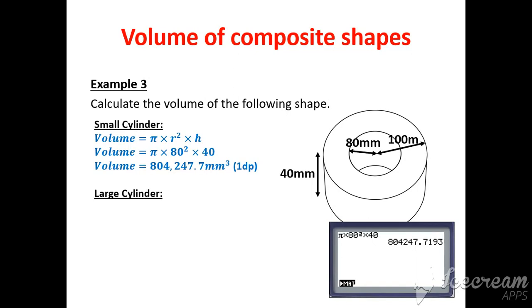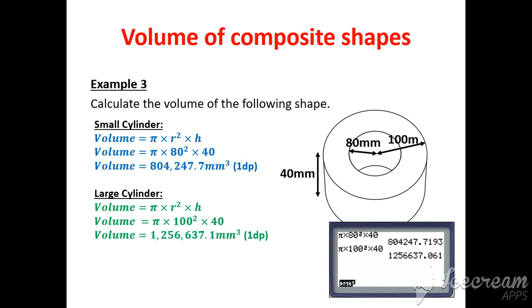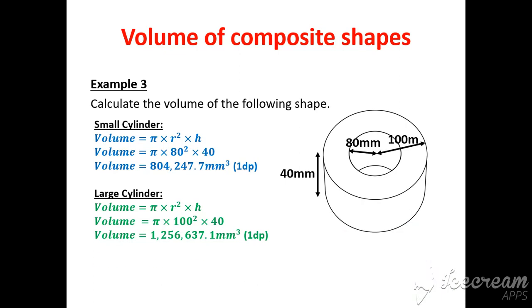Right, move on to the large cylinder. The volume of a cylinder is pi times radius squared times h, which is pi times 100, because that's the radius of the large cylinder, squared times 40, and that gives me 1,256,637.1. Now I just need to subtract everything because I've taken the small cylinder away from the large.